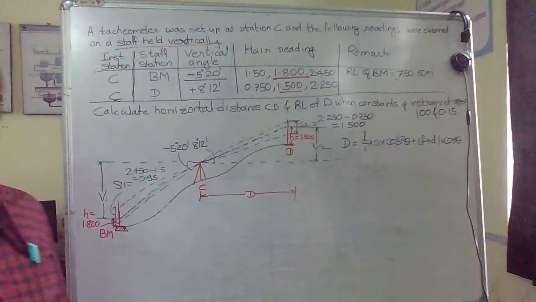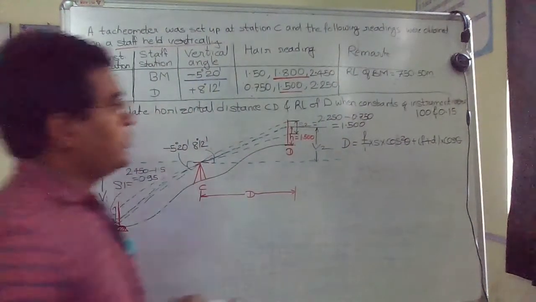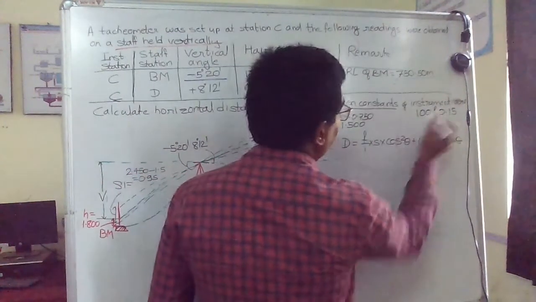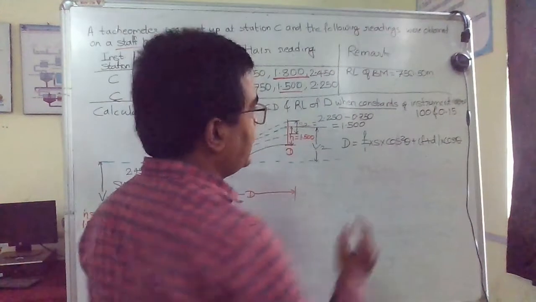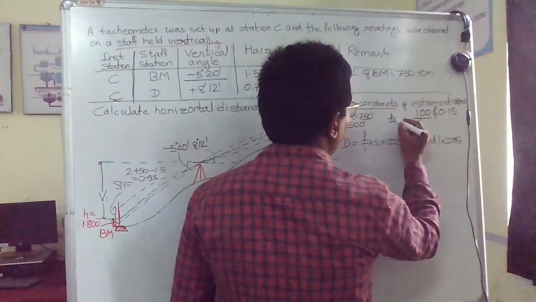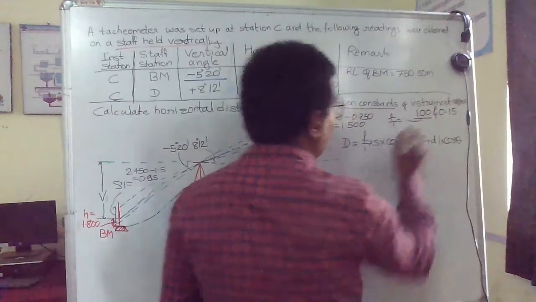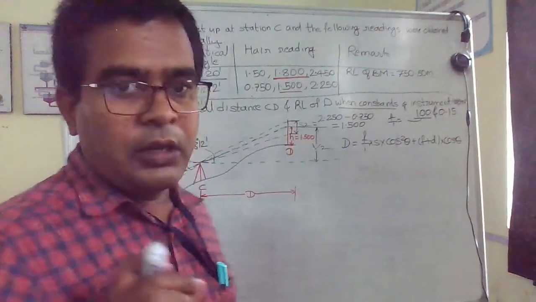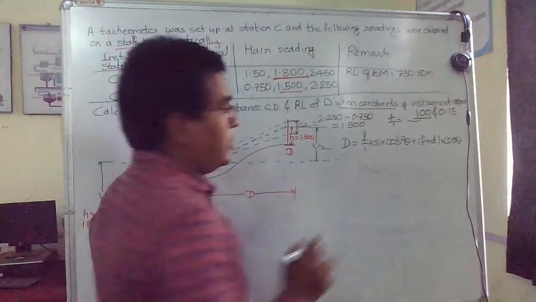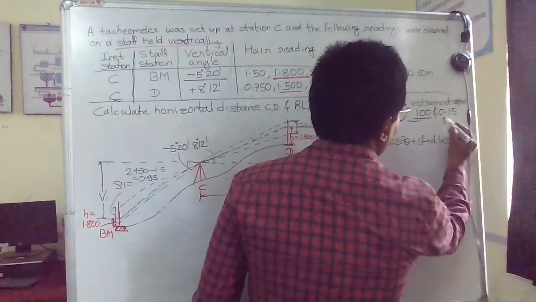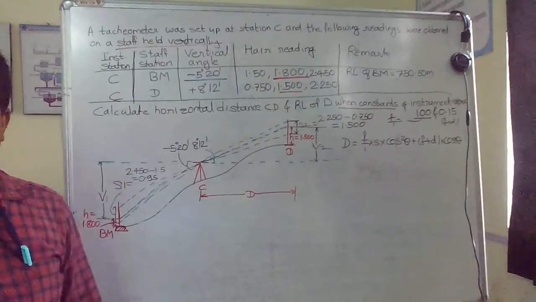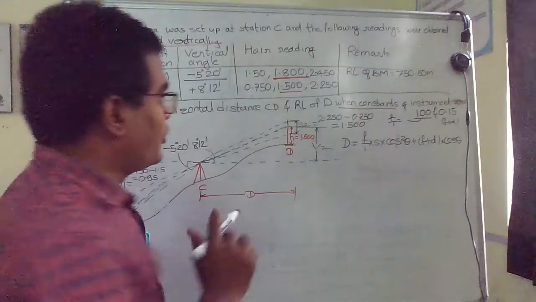Now we have all the values, we just have to put them in. Do we have these values, f by i and f plus d? Yes, it's given that the constant of the instrument is 100 and 0.15. Here 100 means we can take f by i as 100, as the value of f by i is nearly 100, and f plus d as 0.15.